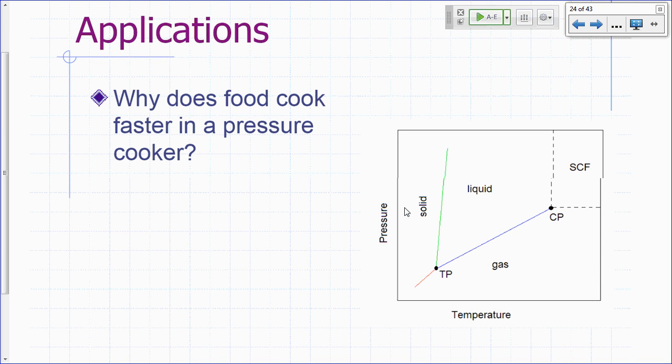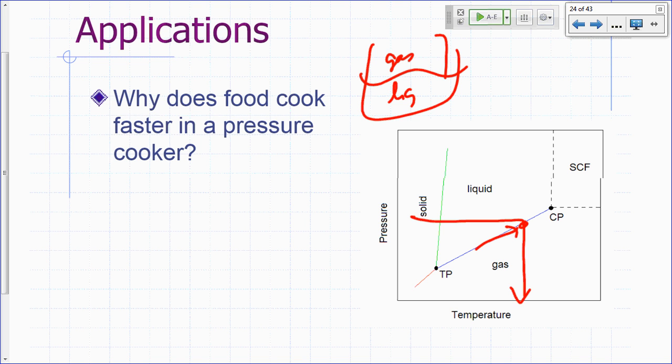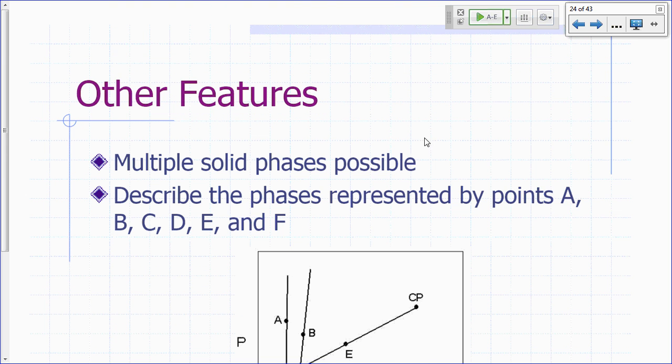So why does food cook faster in a pressure cooker? What happens in a pressure cooker? You're going to have liquid water and water vapor, right? Liquid and gas. You increase the pressure. So if you increase the pressure, what happens to the temperature of your water? The temperature increases. You're able to achieve a higher temperature for water in a pressure cooker.